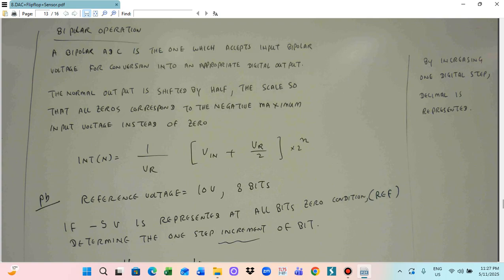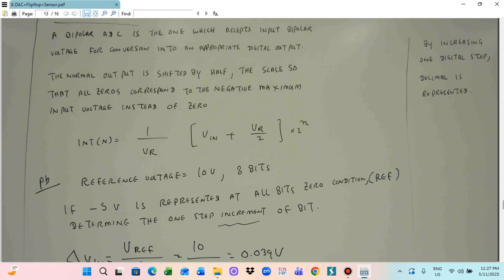The next one is the bipolar operation. A bipolar analog to digital converter is one which accepts an input bipolar voltage for conversion into the appropriate digital output. The normal output is shifted by half the scale so that all zeros correspond to the negative maximum input voltage instead of zero.